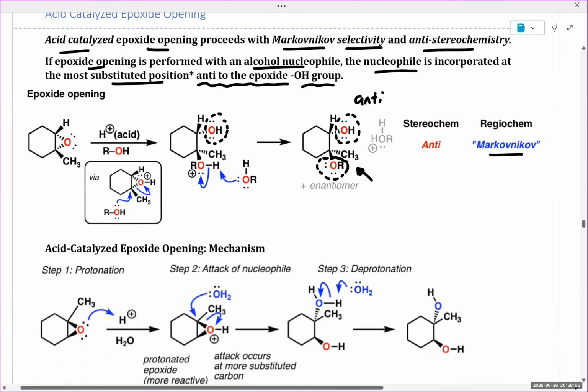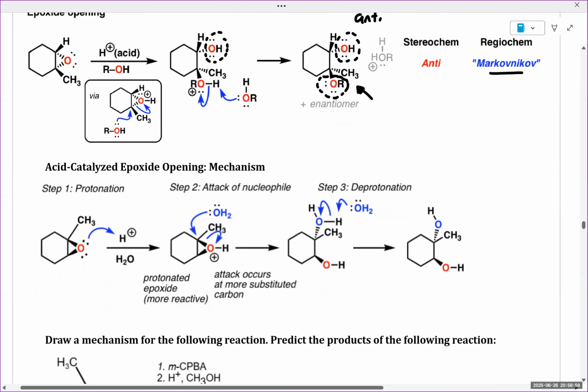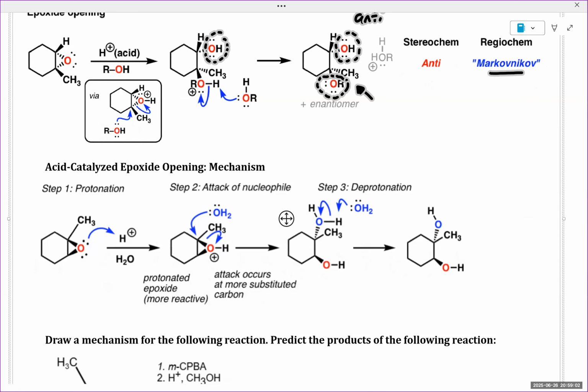To help explain why that is, let's look at the mechanism. So first, we activate the epoxide. So the epoxide is protonated. Now that we have this protonated epoxide, we can open it. This is very similar to the bromonium ion intermediate that we looked at previously. We can open up this cyclic protonated epoxide, and in this case, our nucleophile is going to attack at the most substituted position. So we end up with attack and opening of our epoxide.